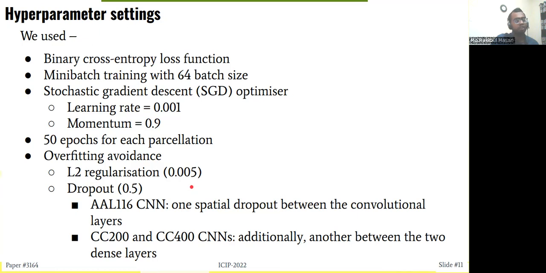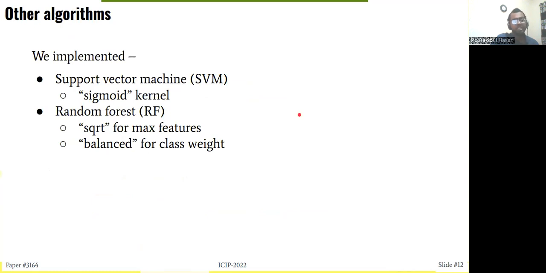And also we applied dropout of 0.5 value, and specifically for AAL116 CNN, we applied one special dropout between the convolutional layers. Whereas for CC200 and CC400 CNNs, we applied one additional dropout between the two dense layers. Regarding this hyperparameter setting, we also tested with other hyperparameters, and we found that this particular setting is best for our configuration.